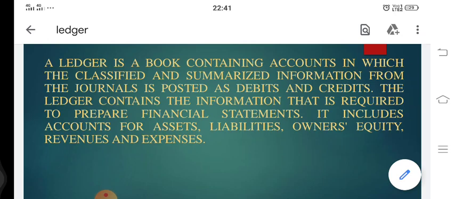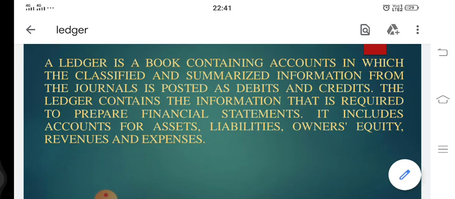So, now what is a ledger? A ledger is basically a book of account which contains a particular transaction of both, that is debit and credit. Let's discuss in a very simple manner.